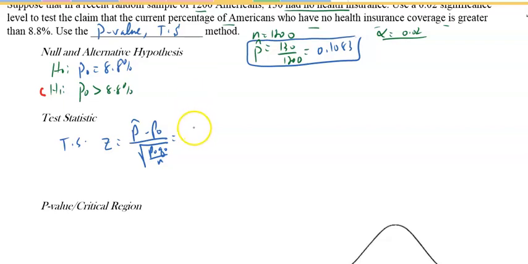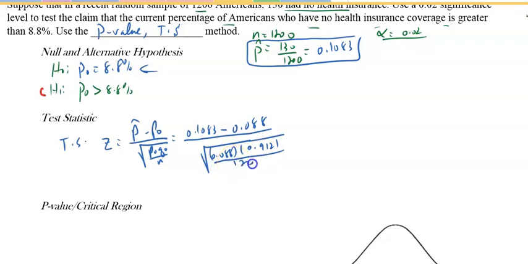So this is going to be 0.1083 minus H naught, and again, that's why we're always rejecting or failing to reject. The null hypothesis says no, it is 8.8%. Square root of 8.8%, and 1 minus 8.8% is 91.2%, divided by n, which is 1,200.